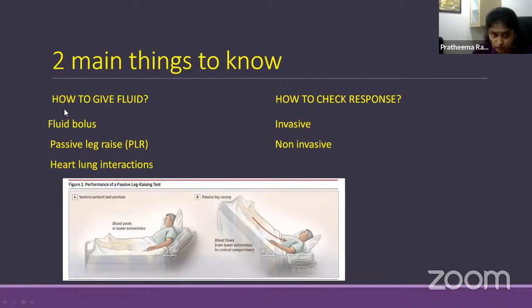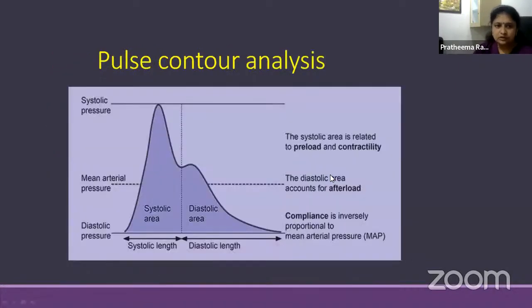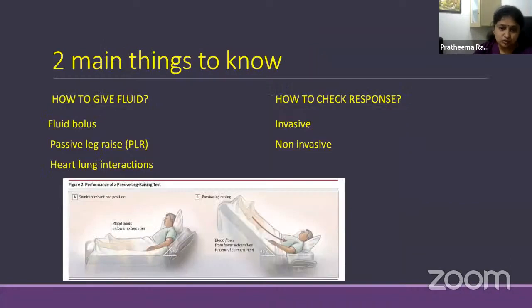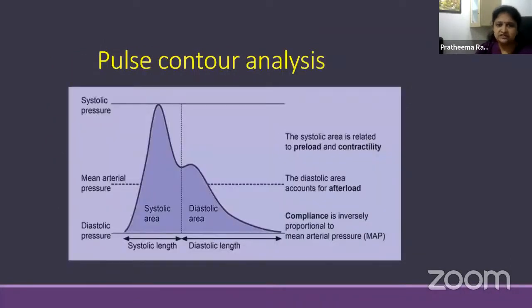We can give fluid, we can work on it, but how do we check the response? That is where we need hemodynamic monitoring, invasive and non-invasive. We are standing at the bedside. How do we know what the response is? There is something called pulse contour analysis. This is one pulse seen in the arterial waveform. I'm not talking about the invasive; I just want to go into the basics and tell you the principle of where we are calculating and interpreting the hemodynamic monitoring values.